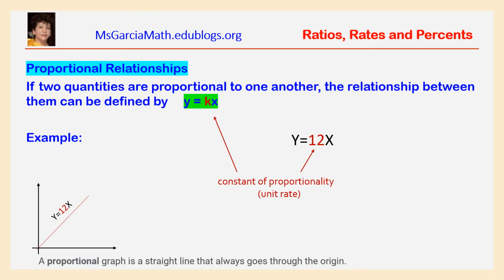Proportional relationships. If two quantities are proportional to one another, the relationship between them can be defined by y equals k times x, which shows that as x increases, y also increases at the same rate. k is constant. The value of this constant of proportionality is also known as the unit rate. A proportional graph is a straight line that always goes through the origin. Example: since 1 foot equals 12 inches, we have y equals 12 times x, saying that a measurement in inches is proportional to the same measurement in feet.